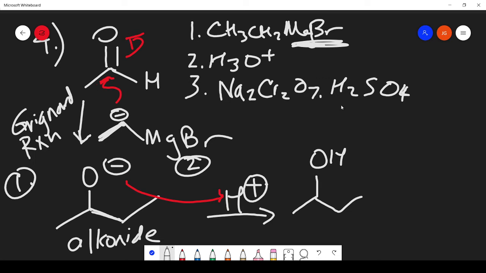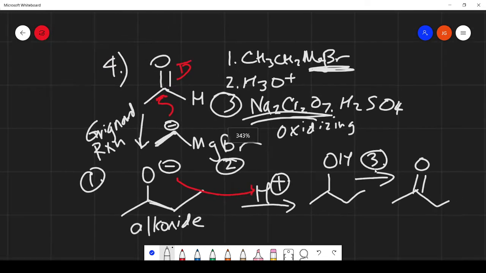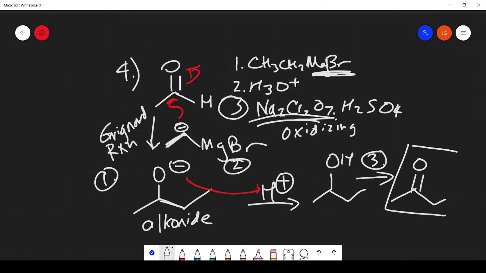And finally, the third, I'm not going to draw the arrow pushing for this because that's complicated. This is an oxidizing agent. And if we oxidize alcohols, this is step 3. If we oxidize alcohols, what do we get? We get carbonyls. So it's going to turn this OH into a carbonyl. And so this is our final product.